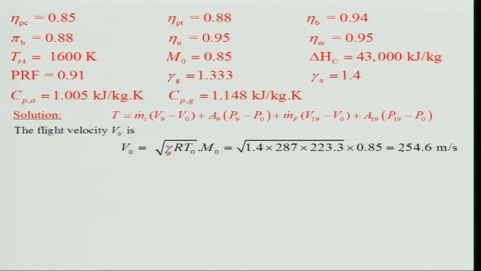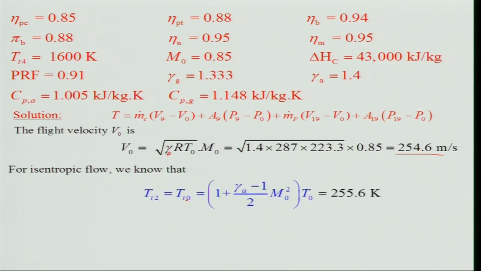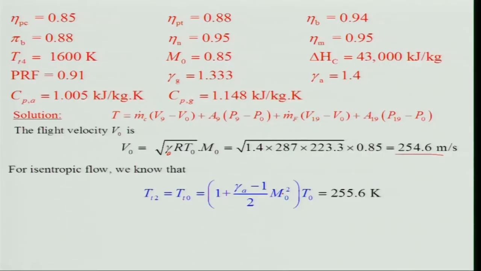So, all these values are given to you, you can substitute these values and you will get 254.6 meters per second. And for isentropic flow, we know that TT2 is equal to TT0. Keep in mind, in this air intake we are not adding any work, nor is any heat going out. So, the temperature remains constant, and TT0 can be related to T0 in terms of Mach number, which we know very well. Substitute these values of Mach number and gamma, and you will get these values.